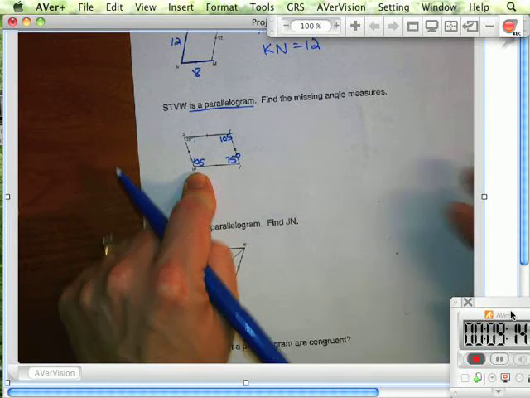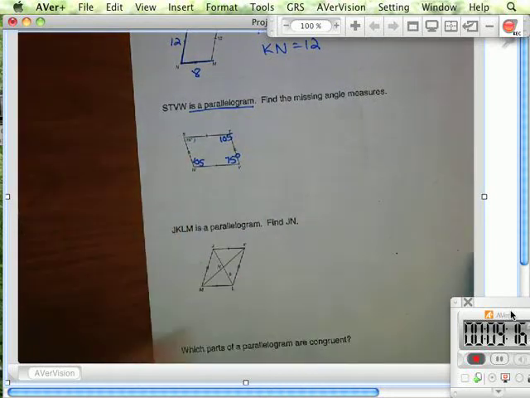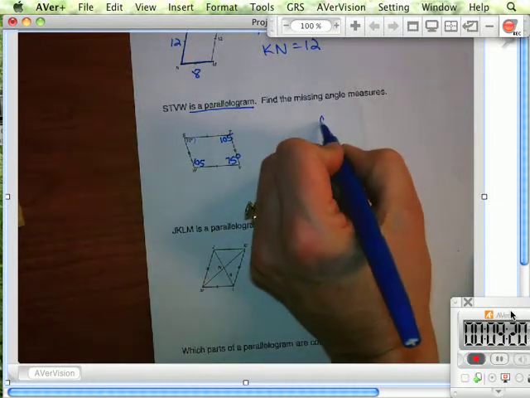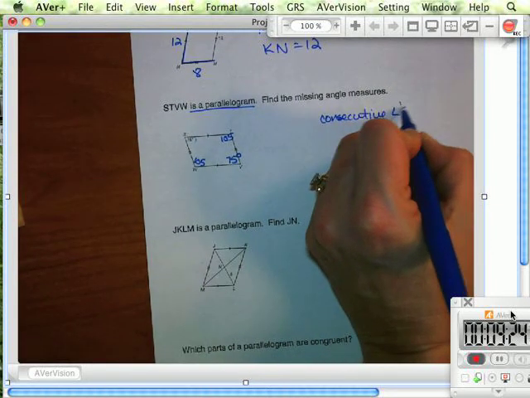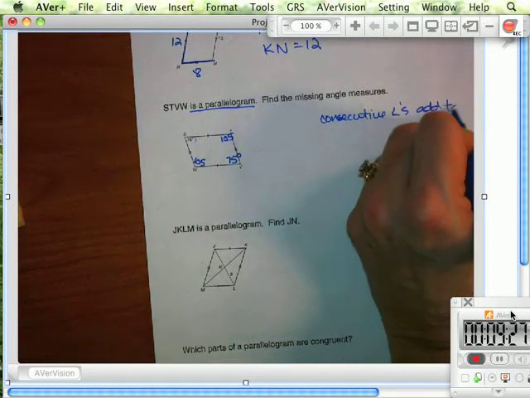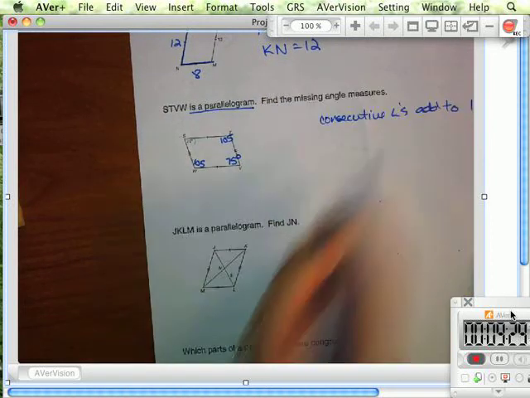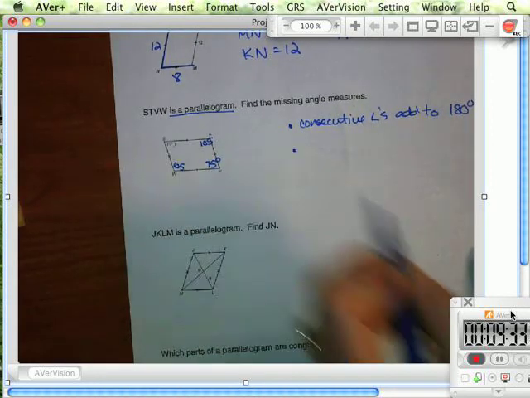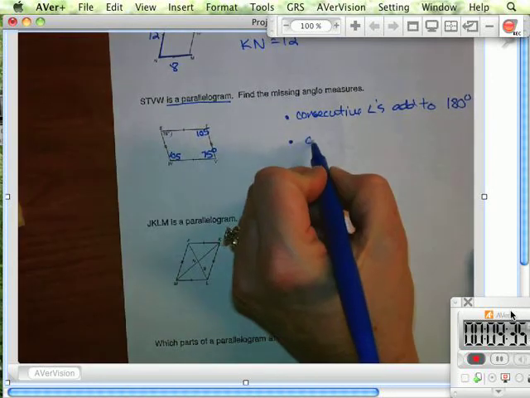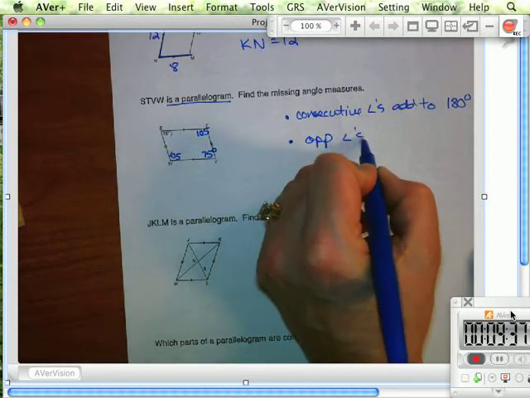Yep, we're good. So I'm going to say, okay, I know this because consecutive angles add to 180, and opposite angles are congruent.